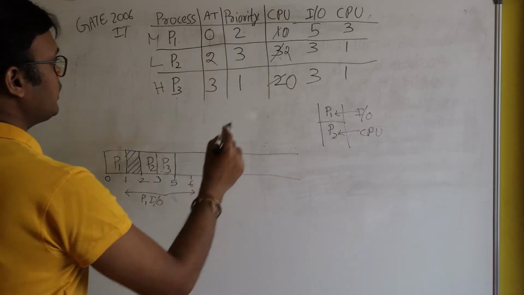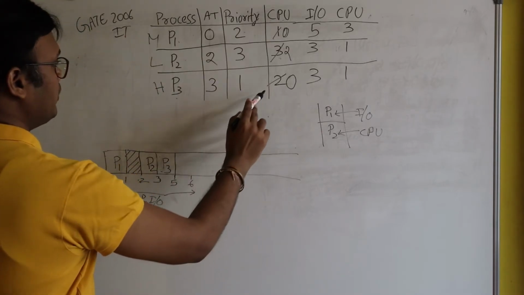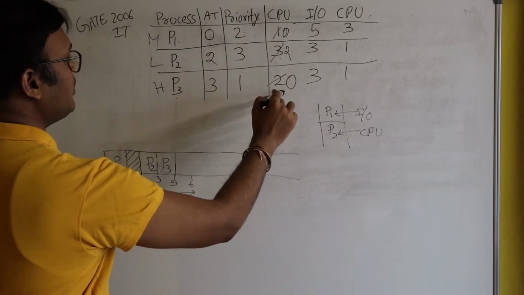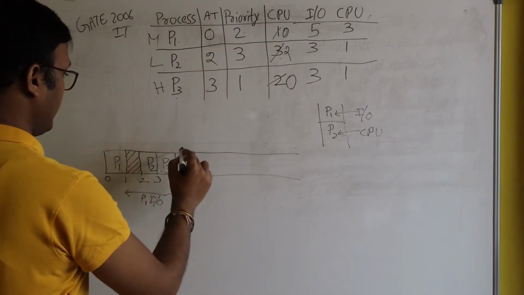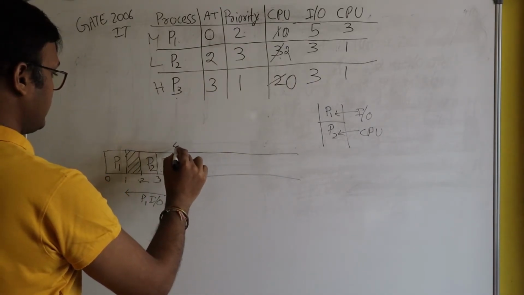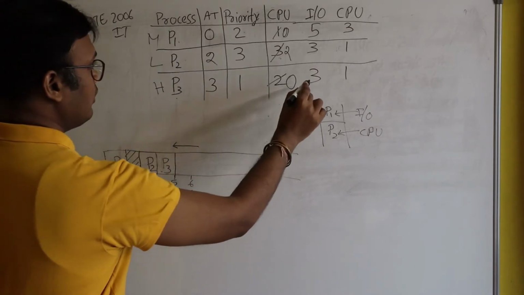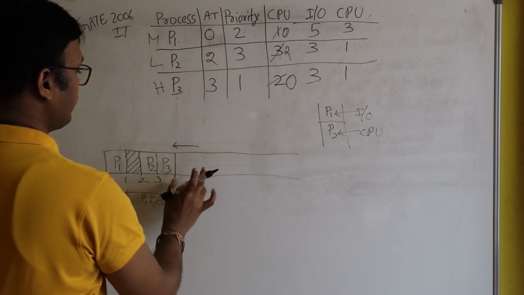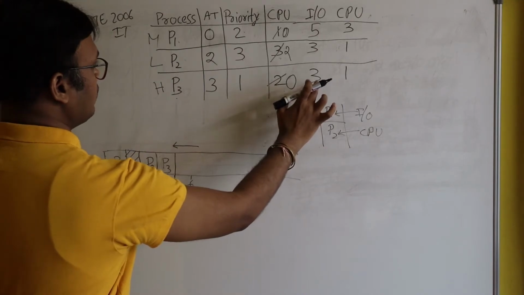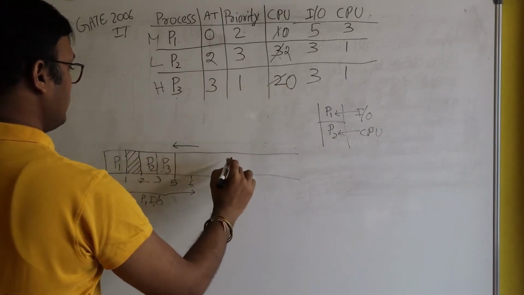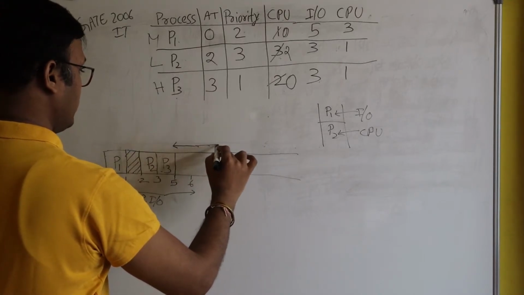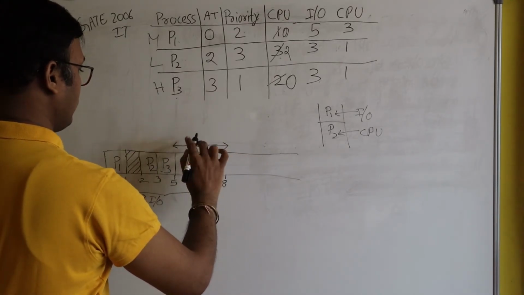After this, since P3 has completed its CPU, it means what? Now P3 will be busy with the IO. So from 5 seconds till 8 seconds, because IO is 3 seconds. From 5 to 8, P3 will be busy with its IO.